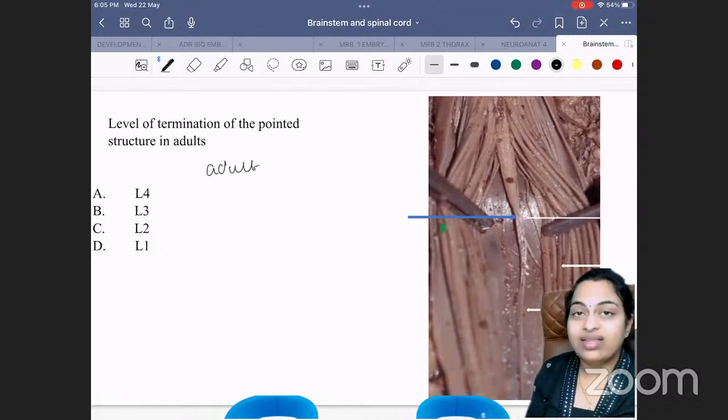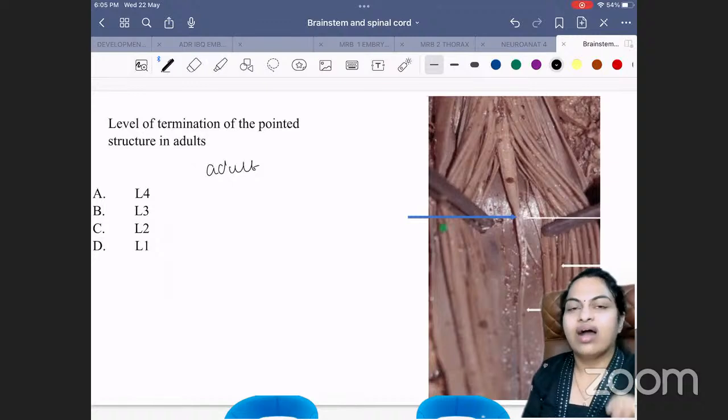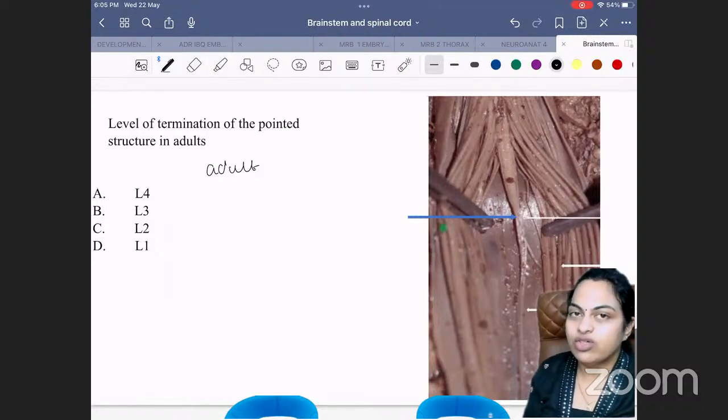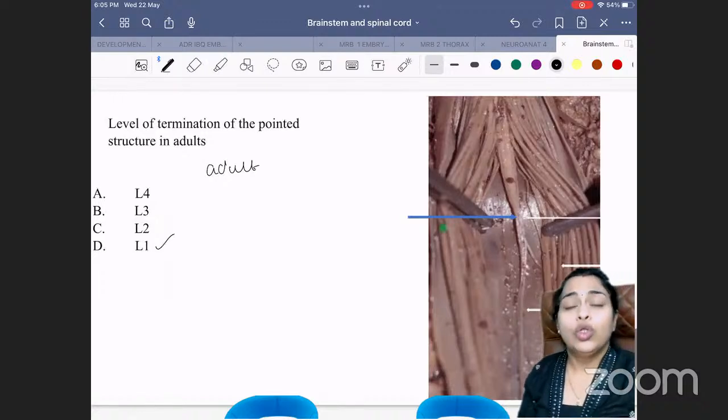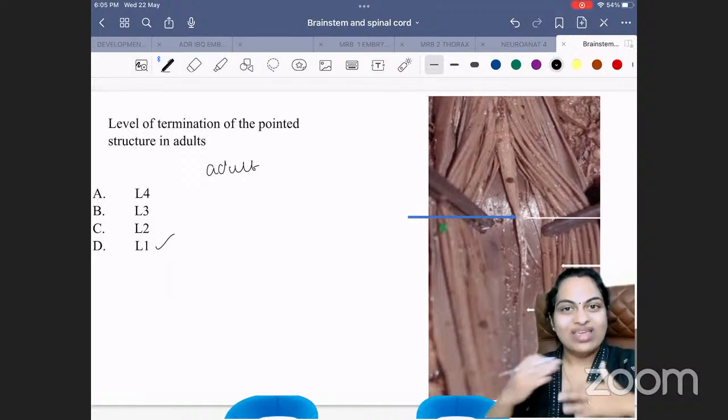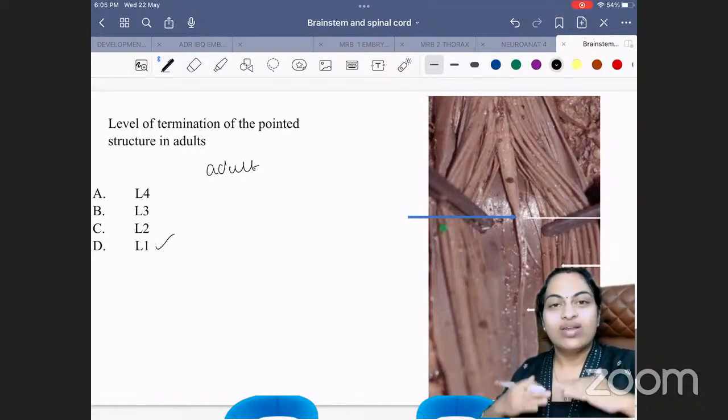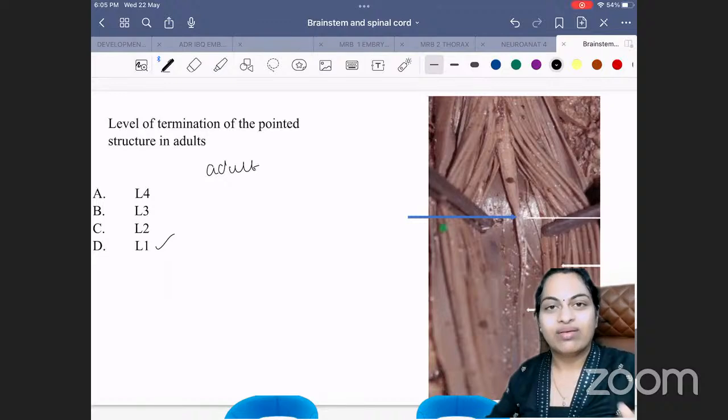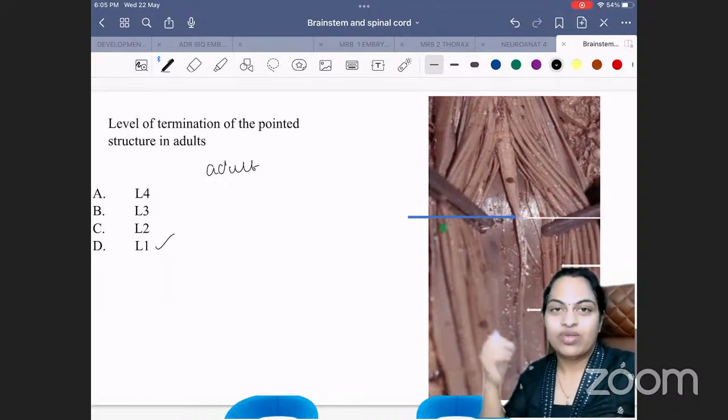In adults, it corresponds to... you can enter the answers in the chat box. In the adult, the level of termination of the spinal cord corresponds to the lower border of L1, right? There are so many events taking place at L1. What is that vertebral plane? L1, the transpyloric plane. In abdomen, you must have learned, right?